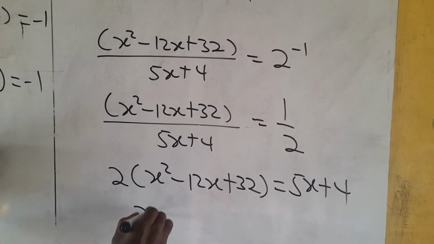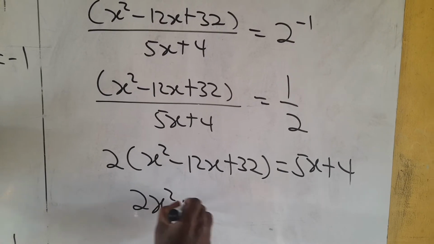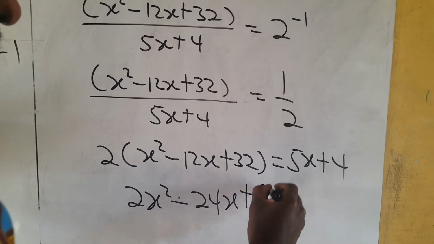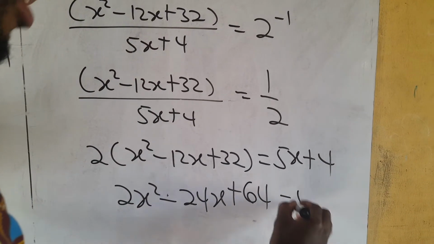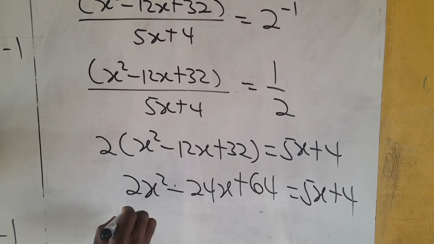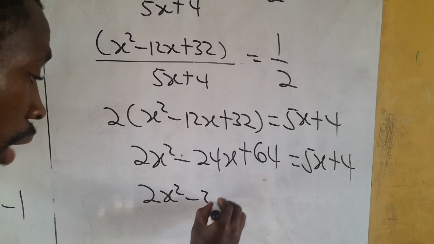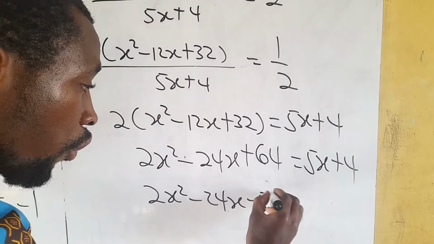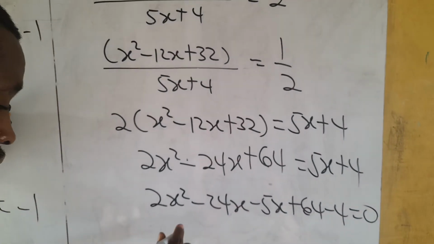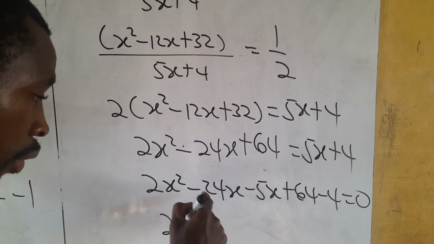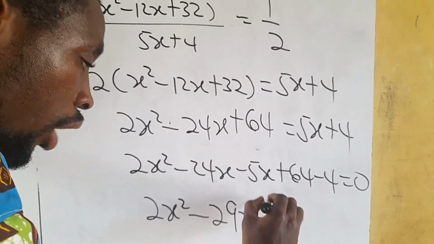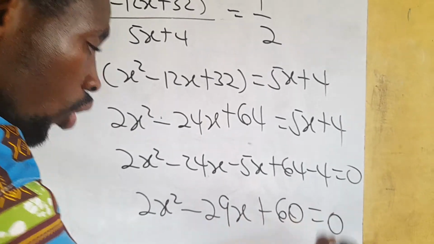This multiply this will get 2x squared. This times this will be minus 24x. And this times this will be plus 64 equal to 5x plus 4. Now we'll bring everything here, equate it to 0. So we'll get 2x squared minus 24x minus 5x plus 64 minus 4 equal to 0. And we'll simplify further. We'll get 2x squared minus 24x minus 5x will be minus 29x. Then 64 minus 4 will be plus 60 equal to 0.